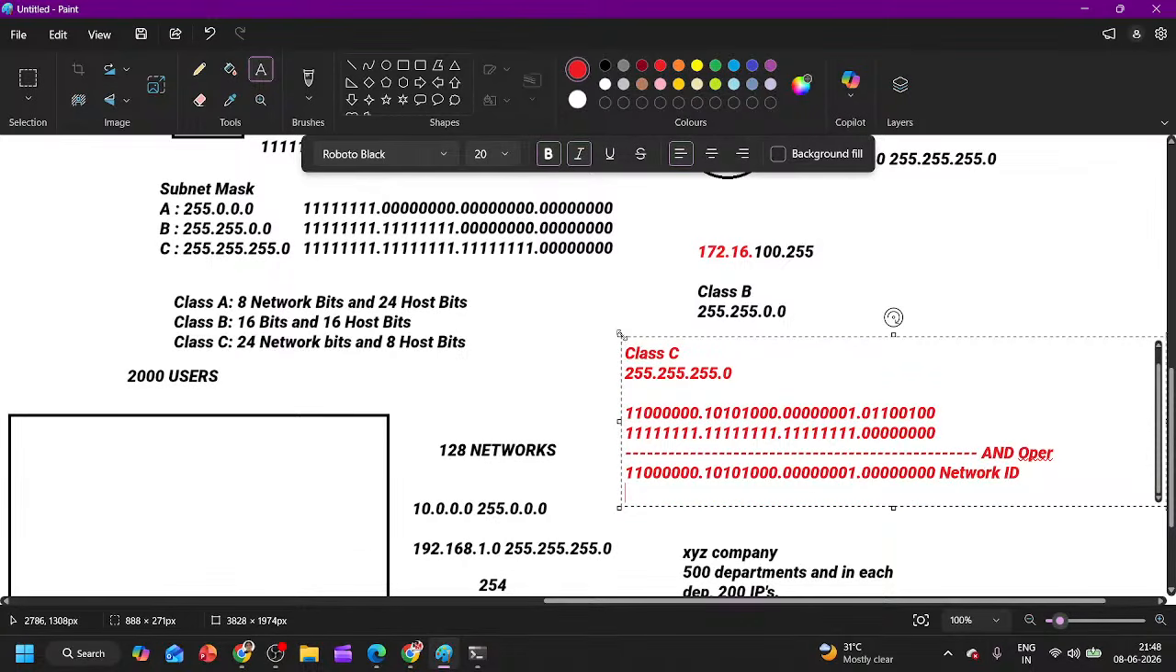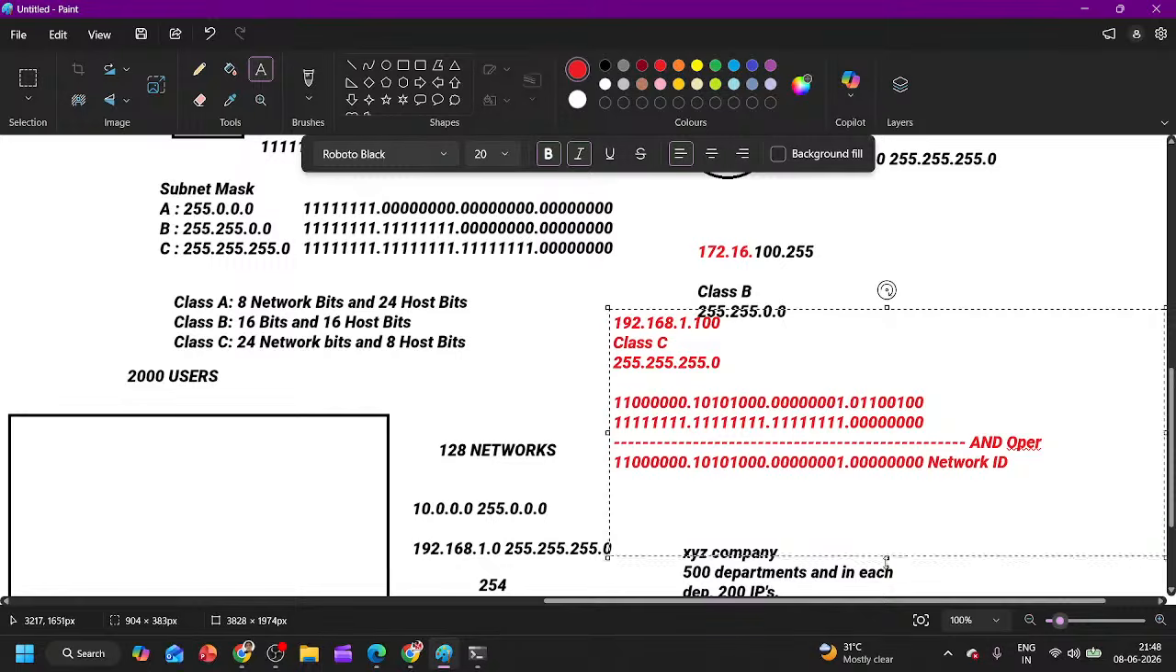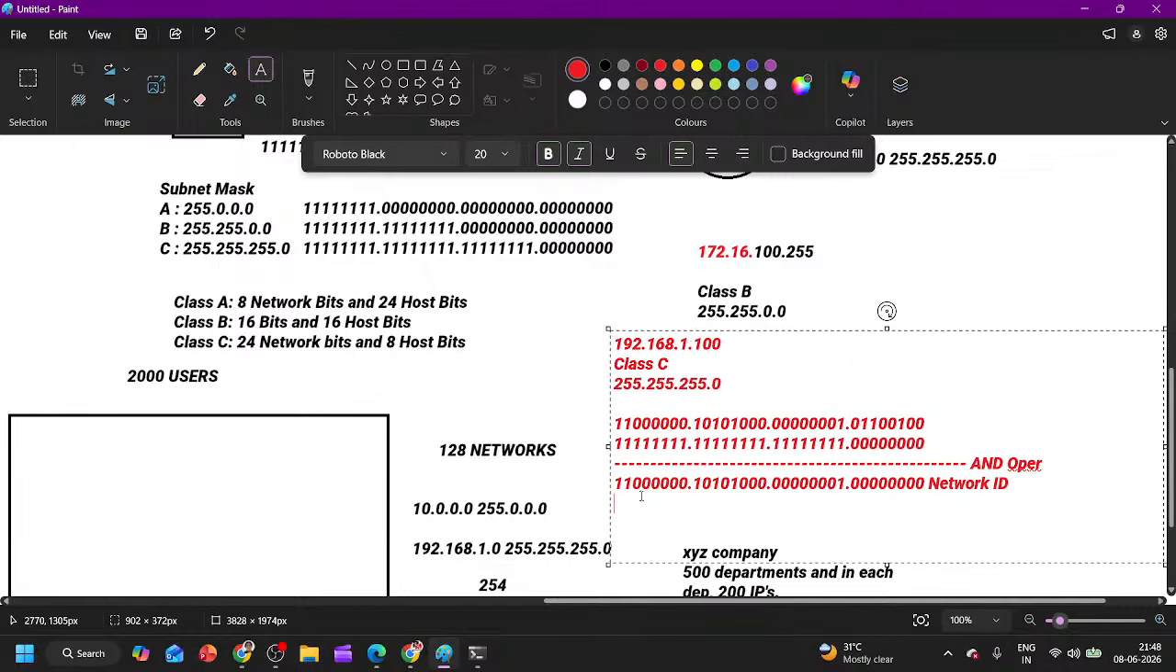Now if you convert this binary into decimal, you will find the network ID in decimal. The decimal value of the first octet is 192, the second is 168, the third is 1, and the last, all 0, is 0. So this is my network ID. I can say this particular IP address belongs to this network, and this is one network in class C.